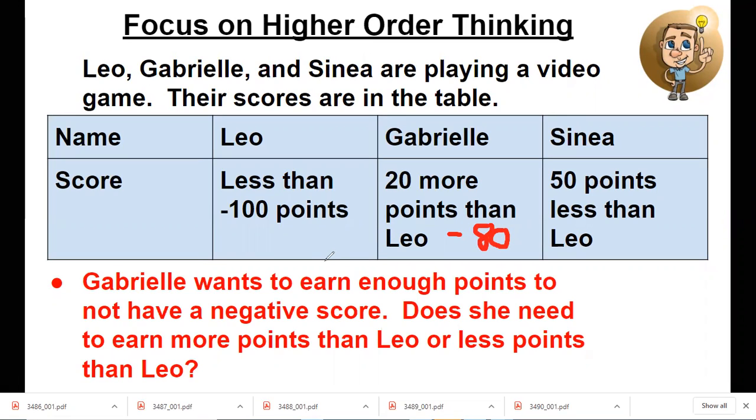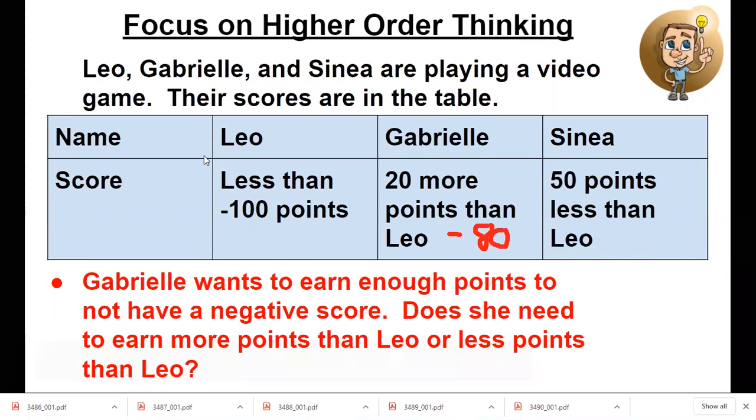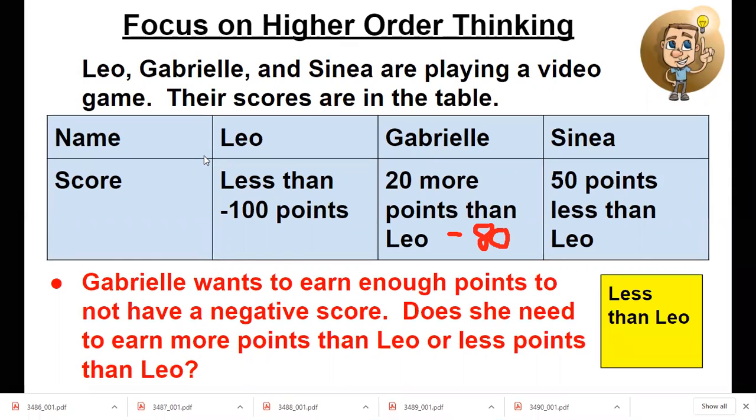Is she going to need to earn more points than Leo or less points? Well, she already has 20 more points, right? So she's going to have to earn at least 81 points, so less points, right? Yes, she has to earn less points than Leo. She only has to overcome something like a negative 80.